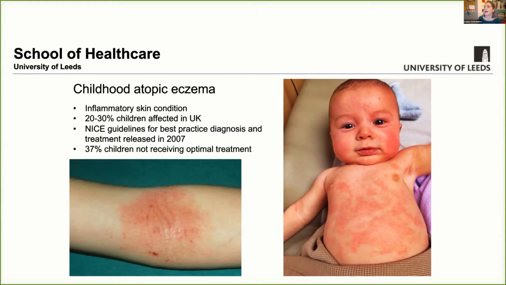And data since then has indicated in the literature that up to 37% of children are not receiving the optimal treatment, based on what we know is the best way to get on top of the eczema, which is a combination of topical emollient, and then for the flare-ups to get prescribed a topical corticosteroid.